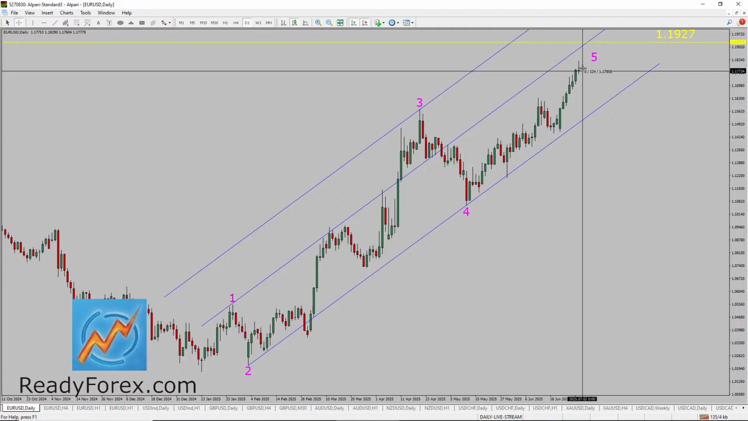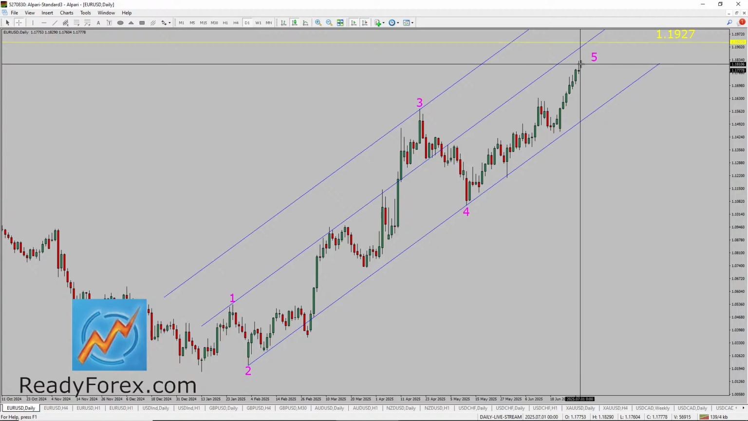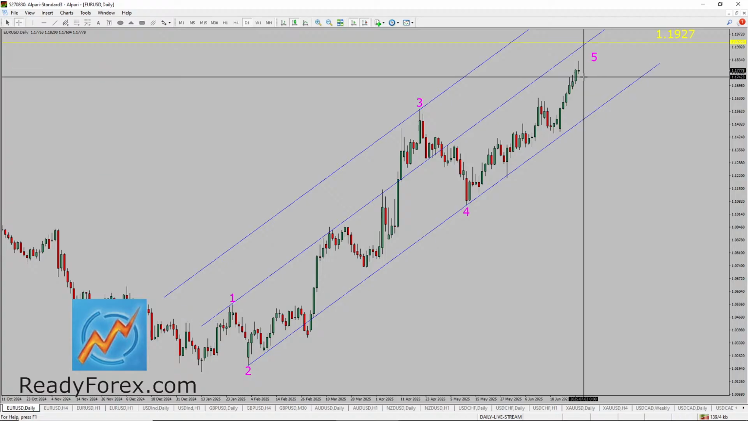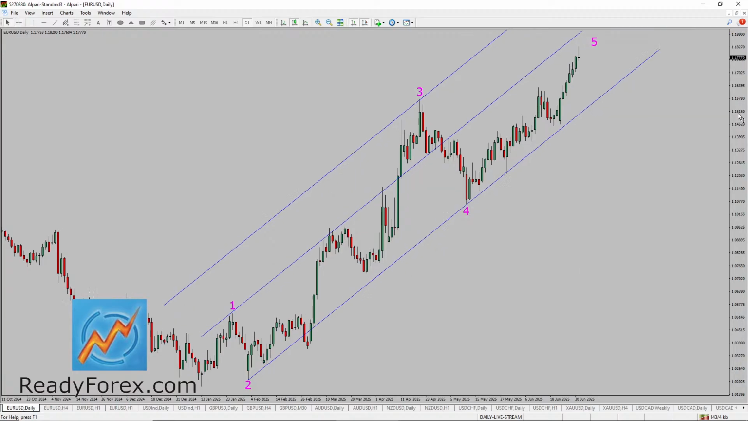I expect euro dollar to rise up more to hit 1.1927 area. Now it's not going to move up like a straight line. Okay, so what I mean by that is you are probably going to get some kind of a pullback. Maybe tomorrow we get a bearish candlestick in daily chart. Market is going to rise up further to reach 1.1927 area. Okay, so I hope this one is clear.